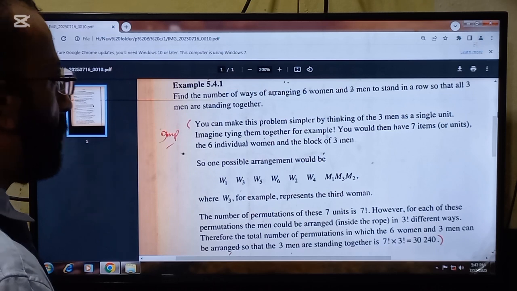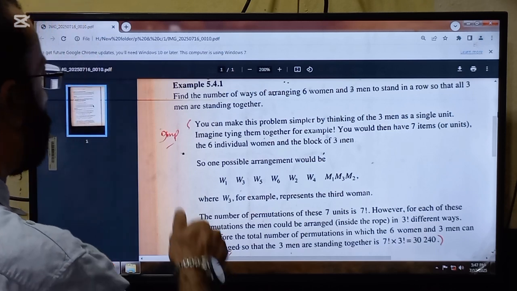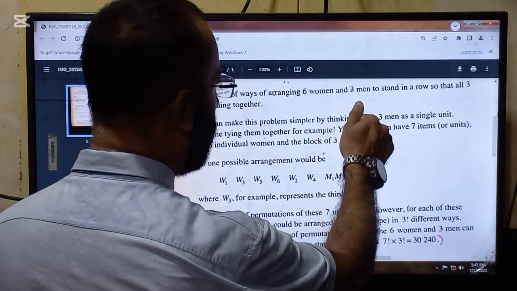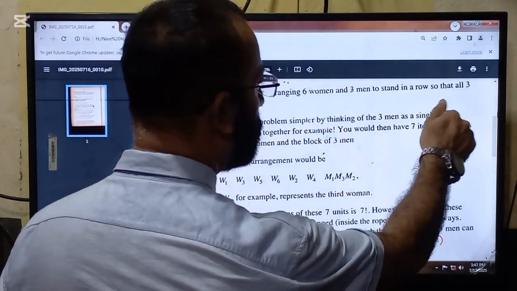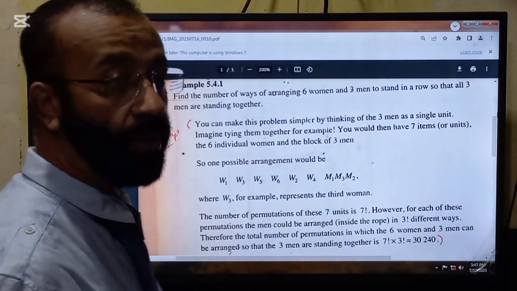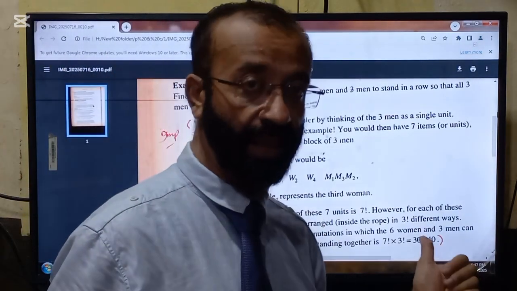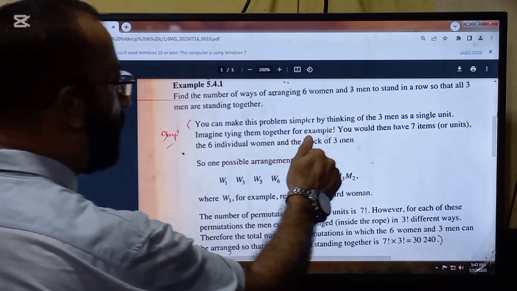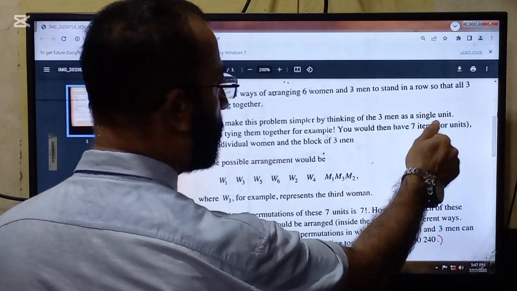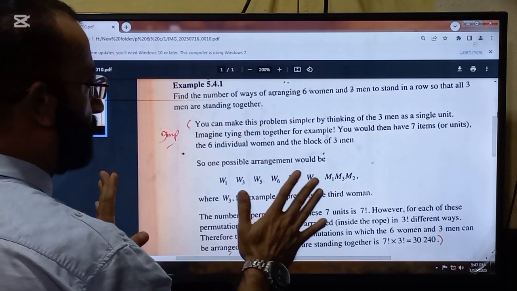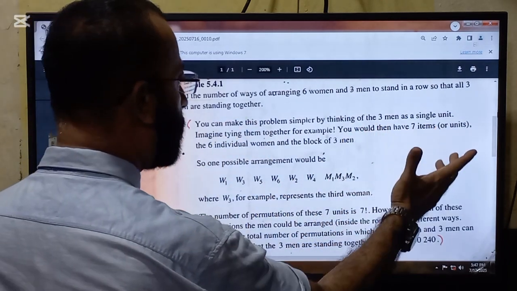Here is another question. So concentrate yourself. Question is, find the number of ways of arranging 6 women and 3 men to stand in a row so that all 3 men are standing together. So concentrate yourself. Here is the thinking process first. You can make this problem simpler by thinking of the 3 men as a single unit, because they have to stand together. So think they are a single unit.